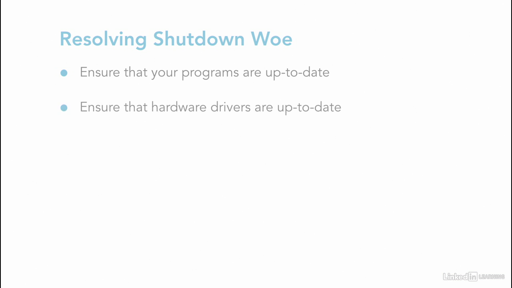To address various shutdown woes, first ensure that your programs are all up to date. If you're using legacy programs from older computers, they may not properly interpret the shutdown signal. The solution is to get the latest version of the program. Hardware that stalls a shutdown might also suffer from software problems. Ensure that all hardware drivers are up to date and current.